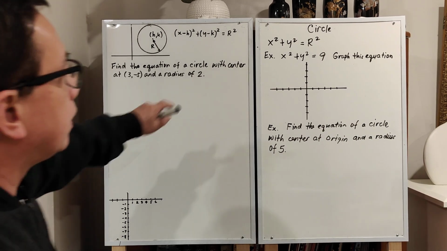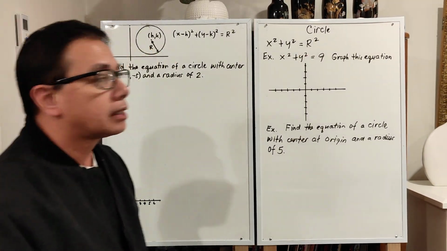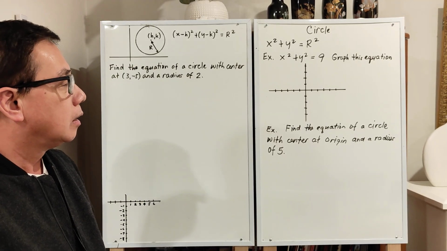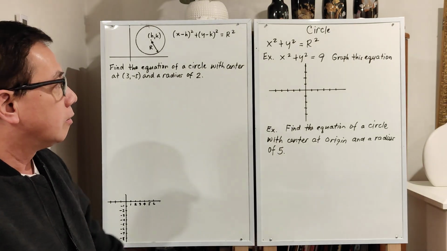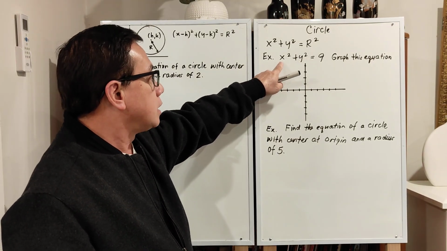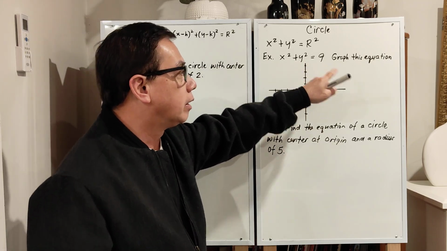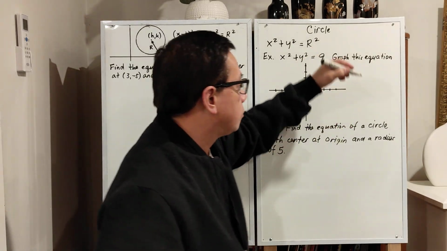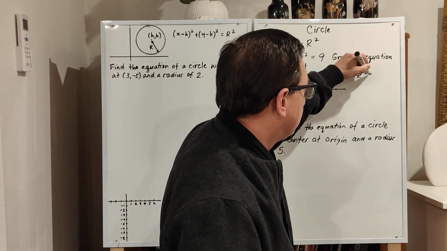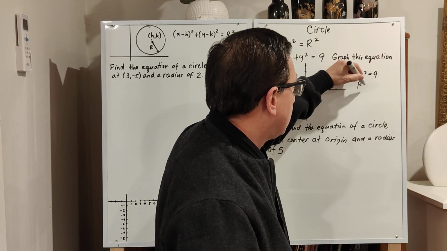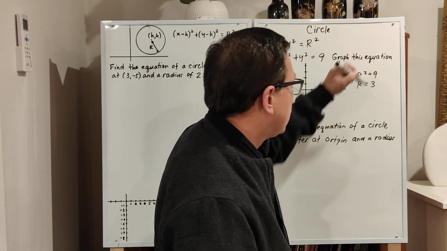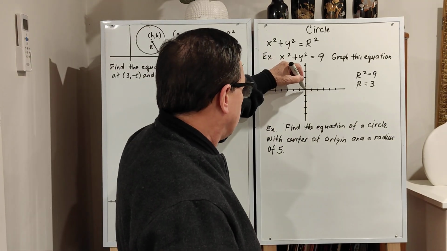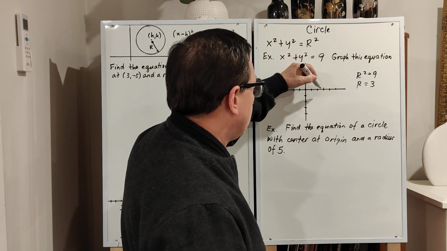x squared plus y squared is equal to r squared is the standard equation of a circle with the radius r and the center at the origin. So for example, you have x squared plus y squared is equal to 9, and you're asked to graph this equation. So 9 will be your r squared. To get the r, you take the square root of 9, which is 3. So your radius is 3.